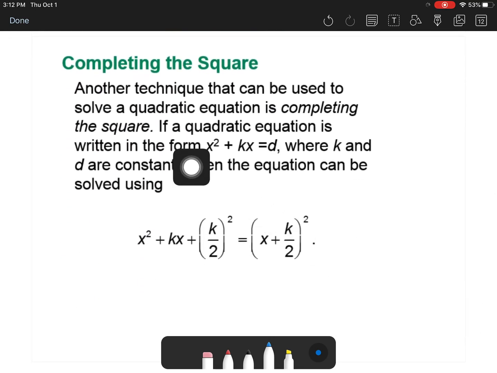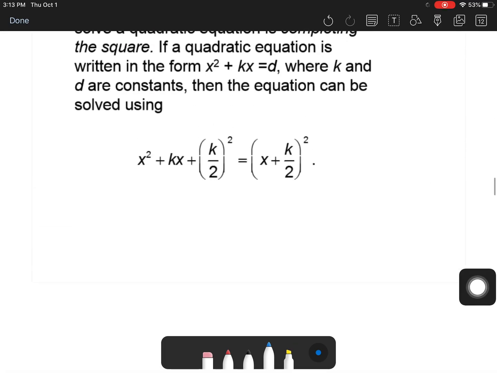All right, completing the square. This is the one that most students don't use as much because you've got to remember some steps that aren't common. Like most of us probably would choose to use the quadratic formula, I think, instead of completing the square. But we're going to look at all these different techniques, okay?